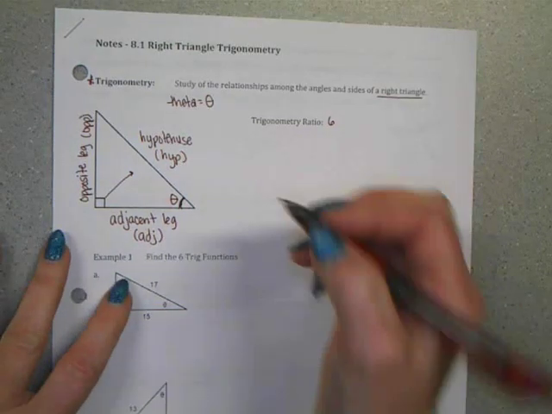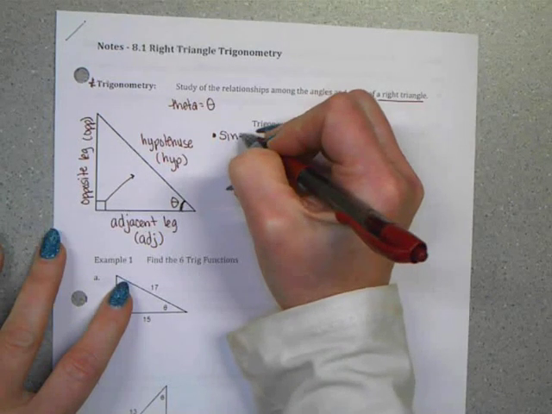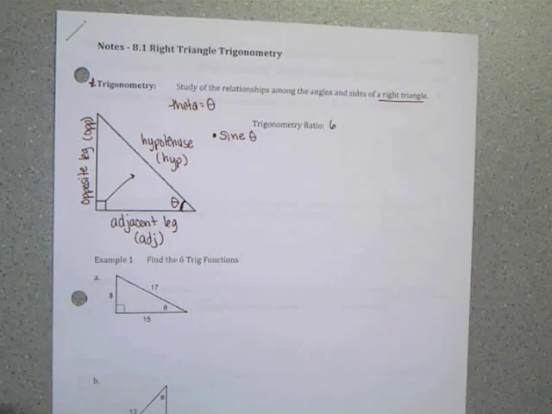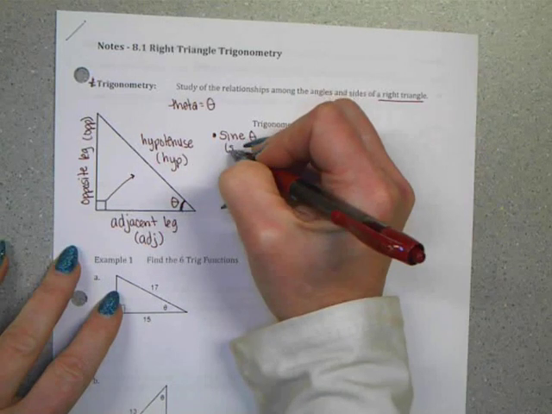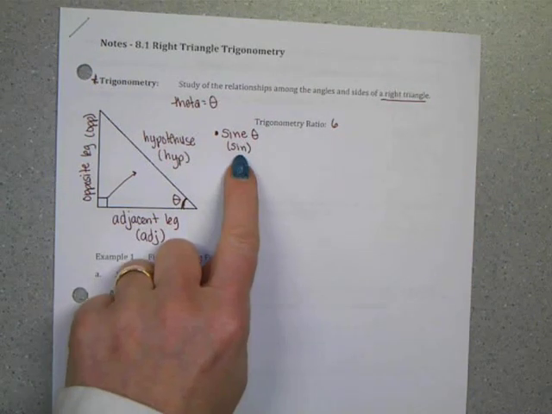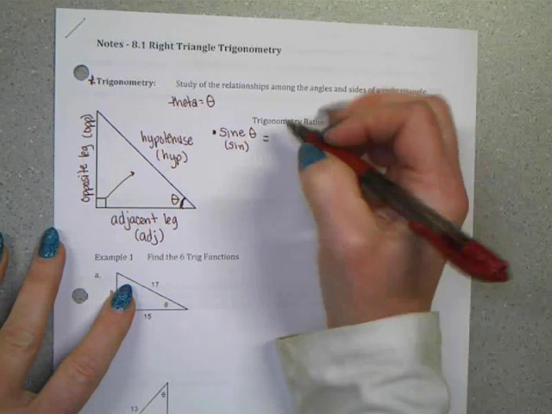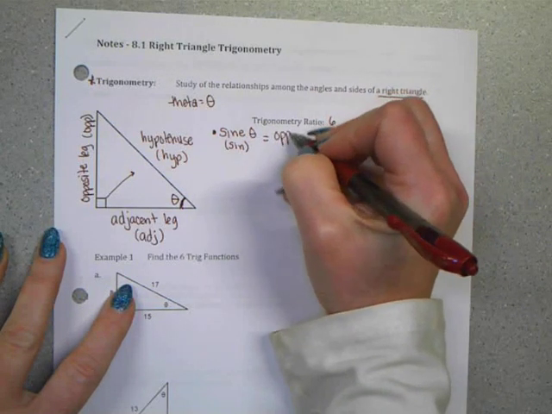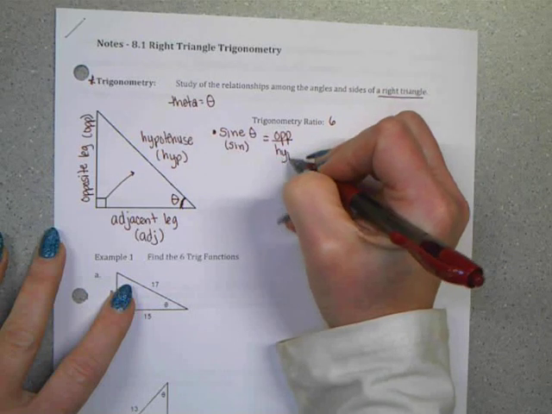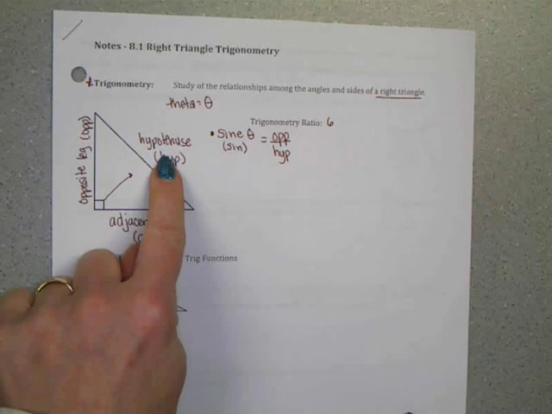So the first trig function, or trig ratio, is called the sine of theta. Now we abbreviate sine like that. I know if you were in language arts we would say sin, but when we're in math we say sine when we see this word. So it's the sine of theta. And sine of theta is found by doing the opposite over the hypotenuse.